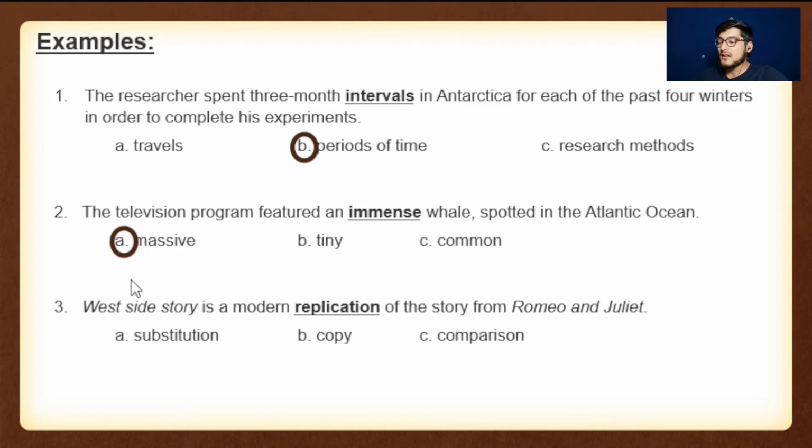We cannot say the West Side History is a modern comparison because it is illogical, and grammatically it's not correct, because they are not compatible and they are not being used together. The only option left here is substitution, and substitution means replacement. So the West Side History is a modern substitution or replacement of the story from Romeo and Juliet.